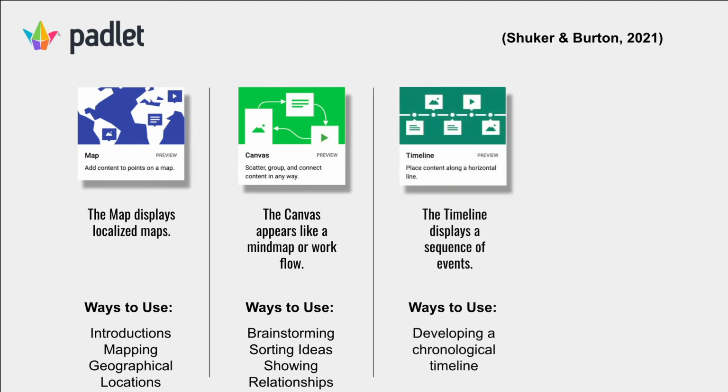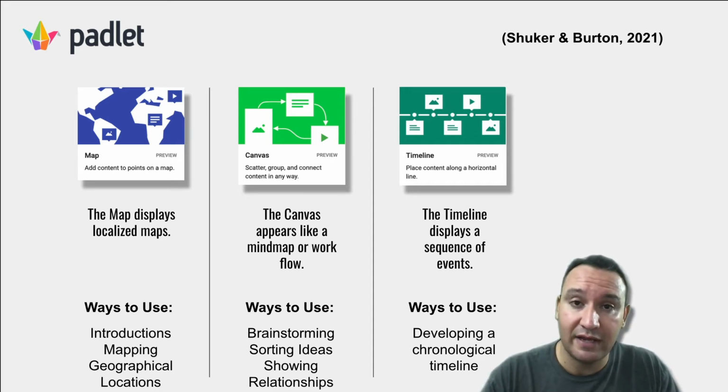And of course, the last option that you get to choose from is a timeline. And basically, the timeline does what it says. It displays a sequence of events. So perhaps it's a history class, or perhaps you're looking at theories that are founded over time. Whatever that case may be, a great way to use the timeline Padlet would be to develop a chronological timeline. Okay, next, let's go ahead and take a look at how to use it.